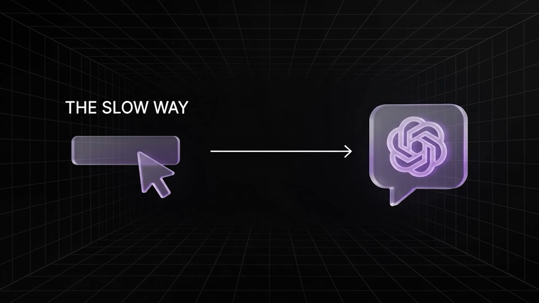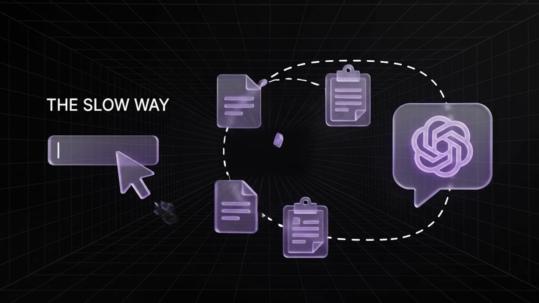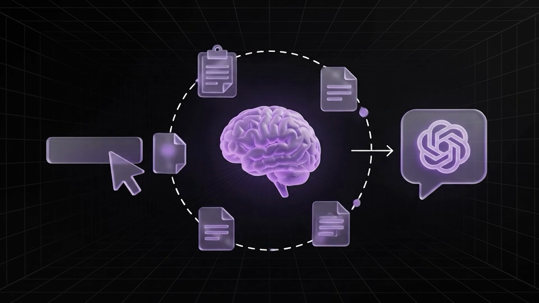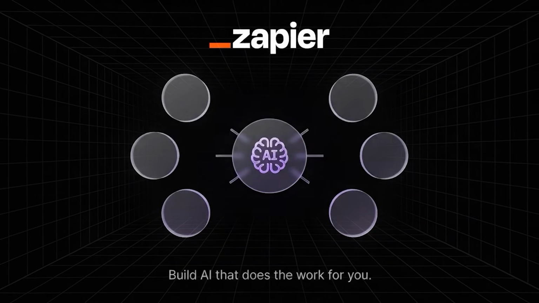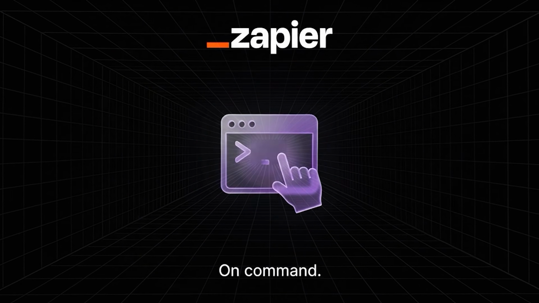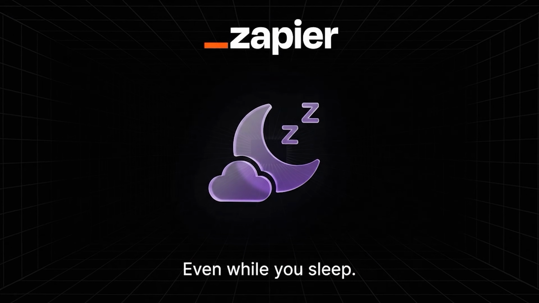Right now, most people are using AI the slow way. You open ChatGPT, you type, copy the answer, paste it somewhere else, and then you do that all again. The AI is smart, but it's waiting for you to do the actual work. And that ends today because Zapier lets you build AI that does the work for you across 9,000 apps on command and even while you sleep.